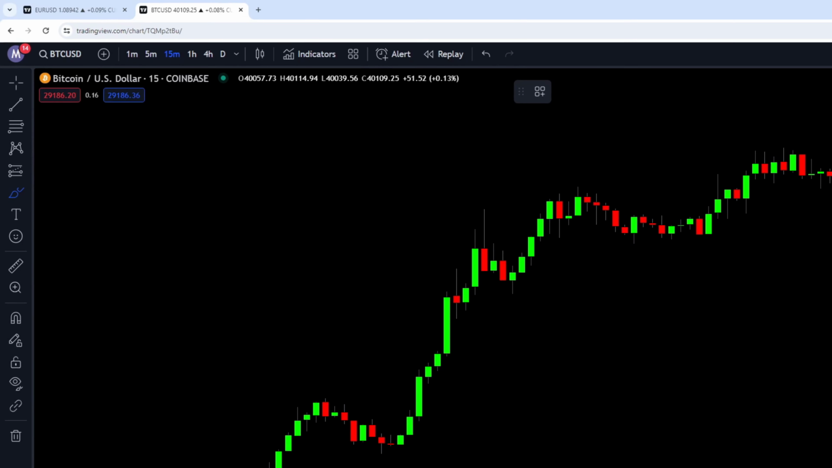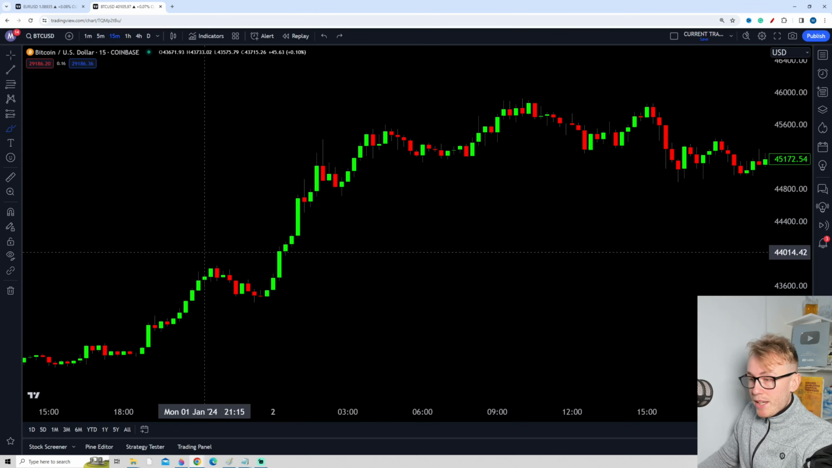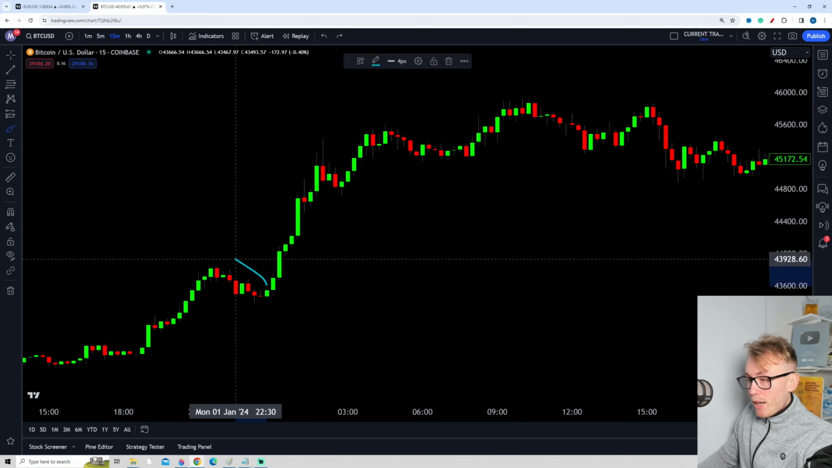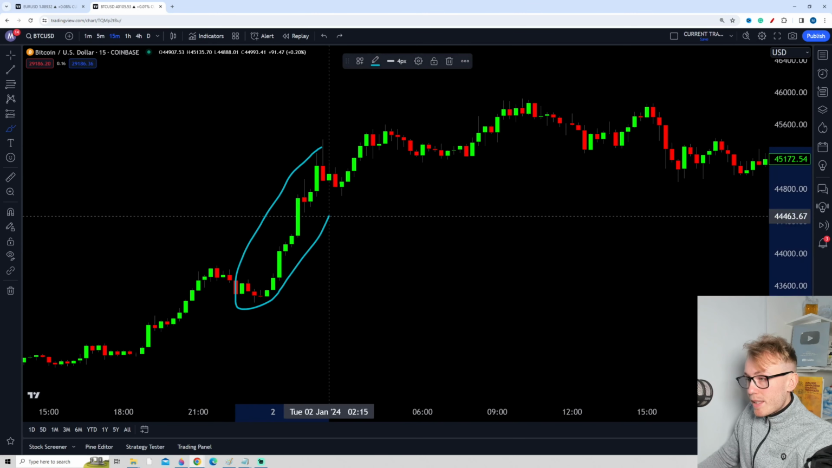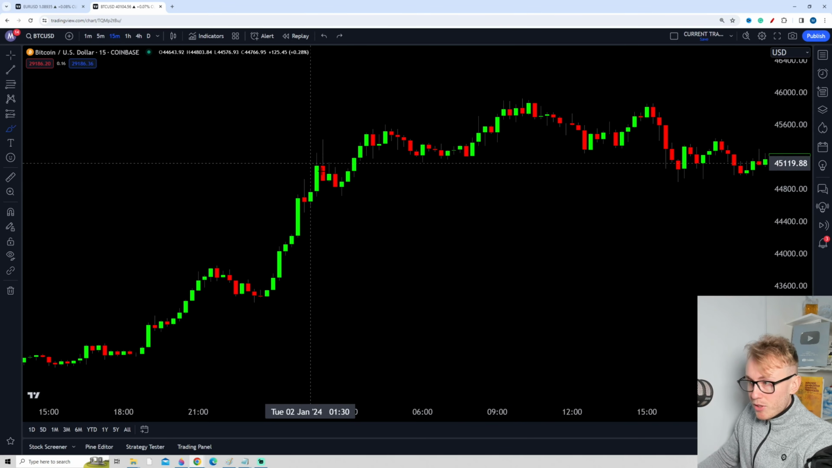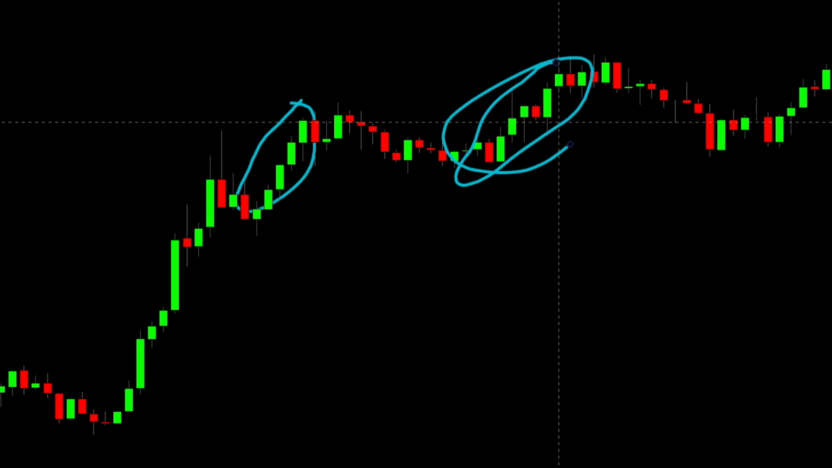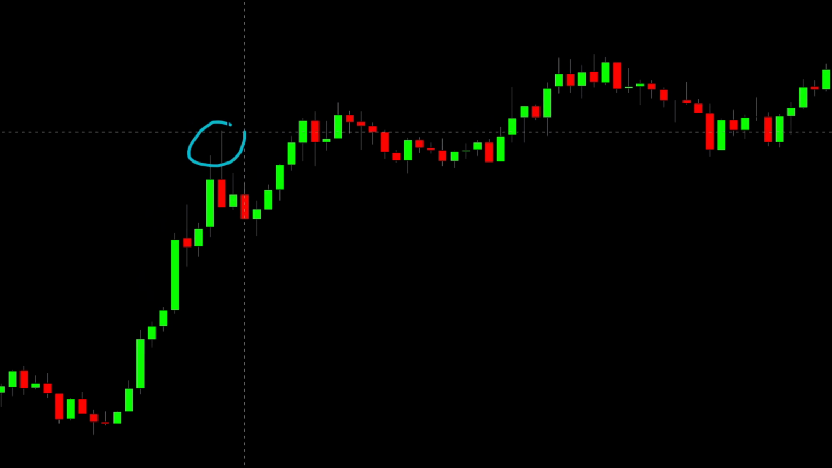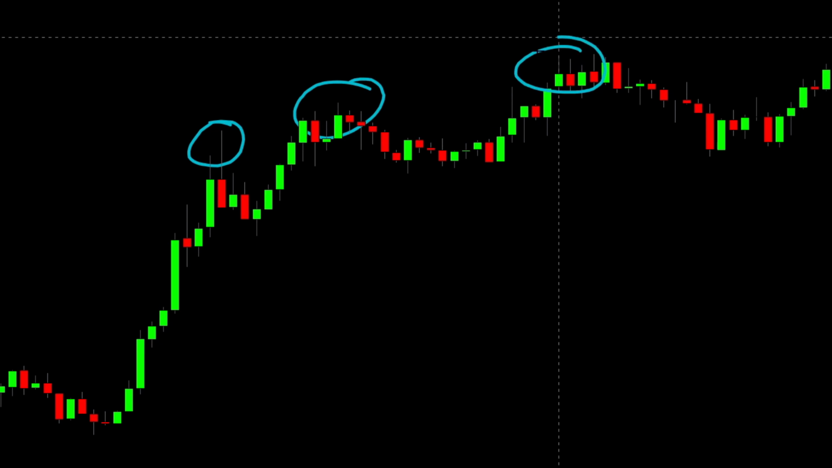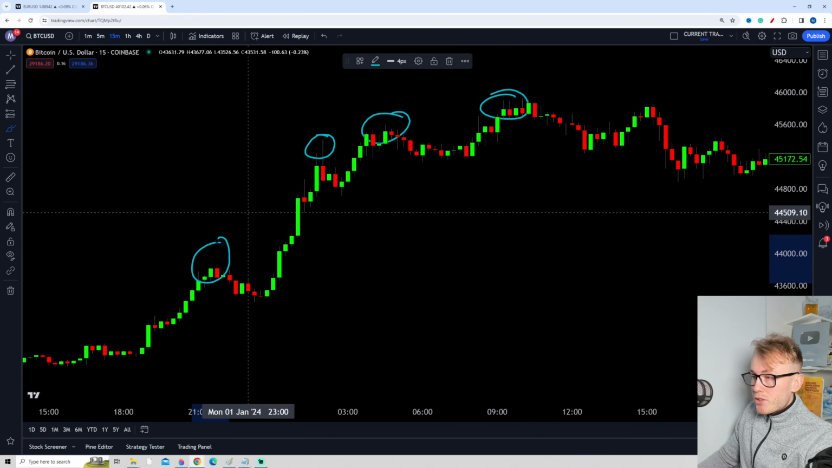I'm currently looking at Bitcoin here on the 15-minute time frame, and here you can see that we have a very nice trend. We have an impulse move, we have a pullback, we have the next impulse move. But after this, the character of the trend is starting to change. You can see that the up moves here are getting shorter and shorter, and you can see that we have 1, 2, and 3 highs here that are much closer to each other compared to the previous trend.